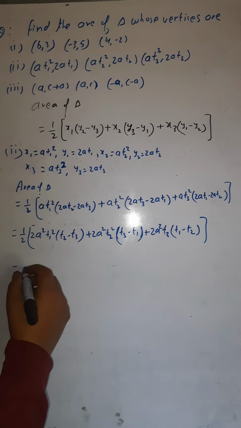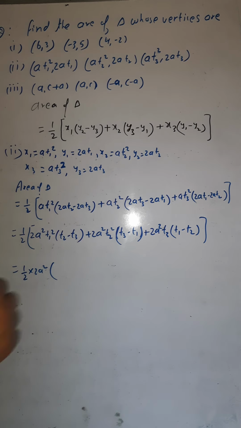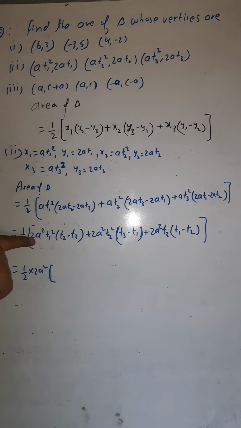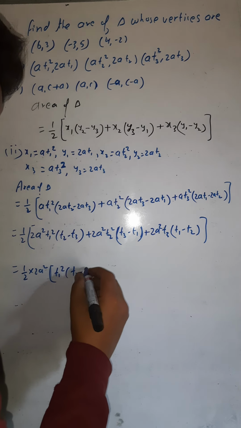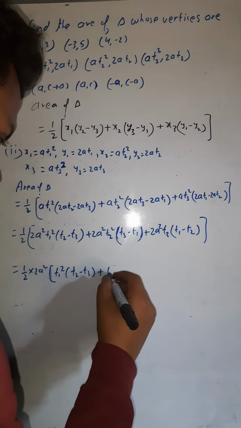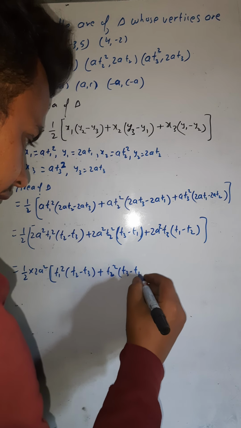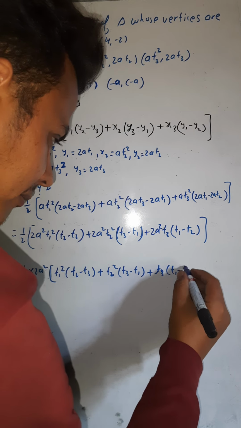Okay, so this would become 1 by 2 into 2a square I have taken out. Just remember this, 1 by 2, these 2a square I have taken out. So inside what would be left there? It would be t1 square (t2 minus t3) plus t2 square (t3 minus t1), then you have t3 square (t1 minus t2).